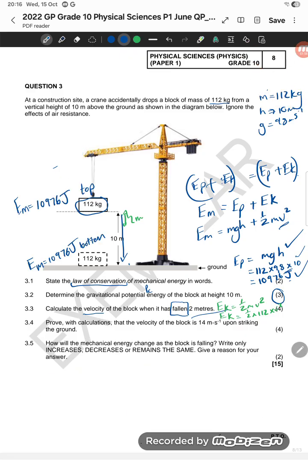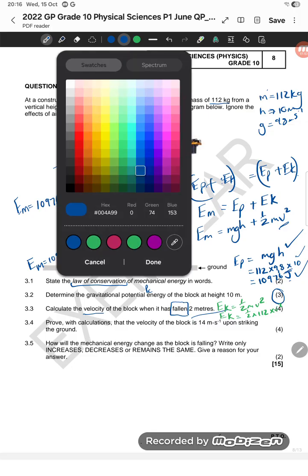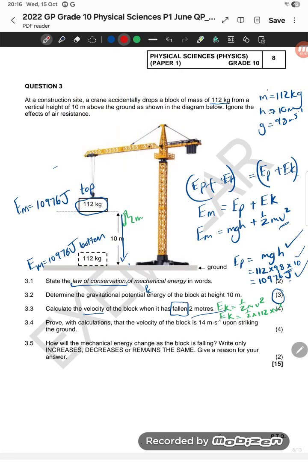Okay, so my mechanical energy is going to be 10,976 joules, which is almost 11 kilojoules. And my mechanical energy at the top is going to be the same as at the bottom. So what are you going to do? You're going to write out EP plus EK is equal to EP plus EK.